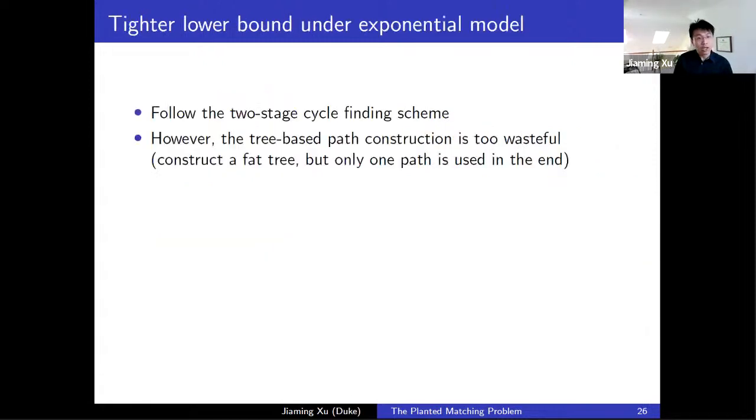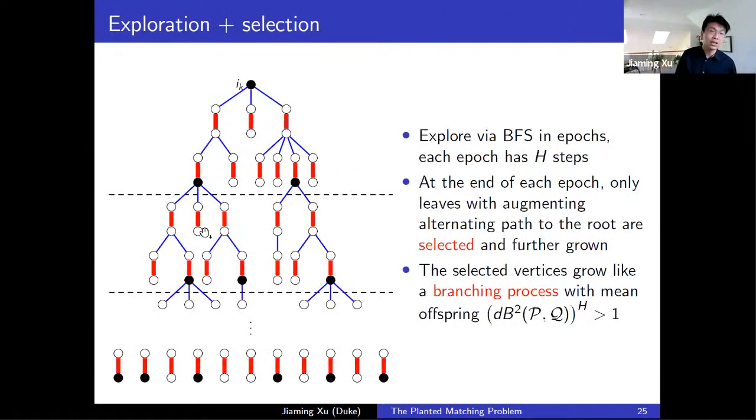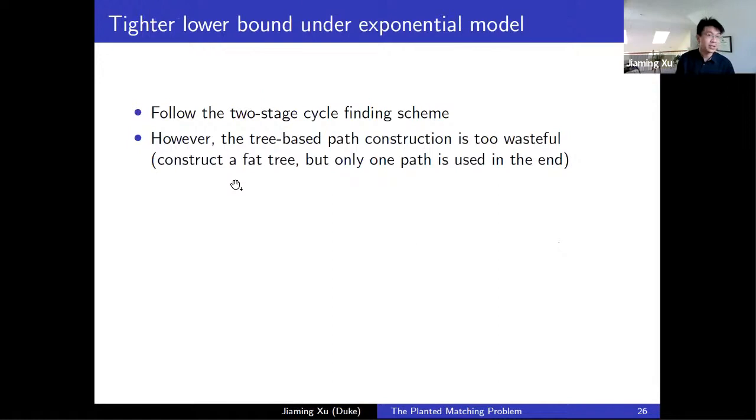Now, we can also follow this rough procedure under the exponential model. In particular, we can follow this two-stage cycle finding scheme. But unfortunately, this tree-based path construction procedure is too wasteful. The short answer is that you construct a fat tree, but you only use one path in the end to construct the cycle. In this exploration process I construct this fat tree, but in the end I only select one path. So this is too wasteful.